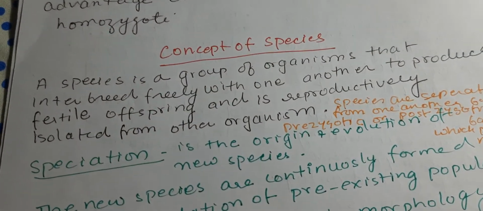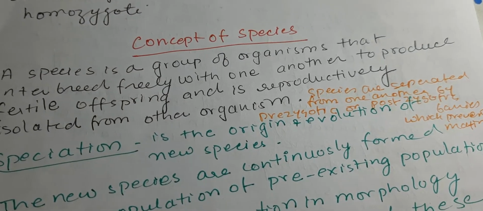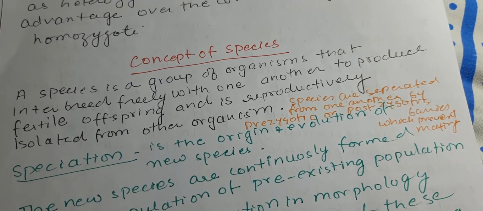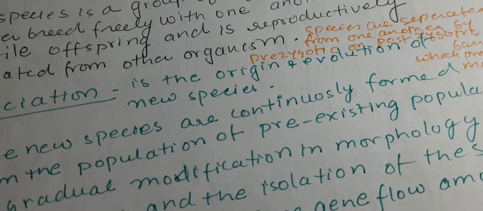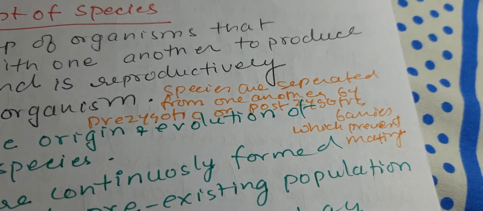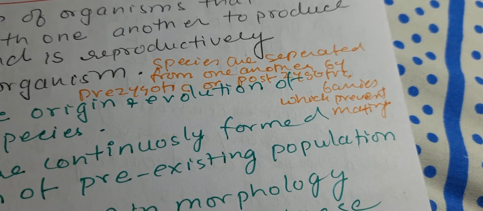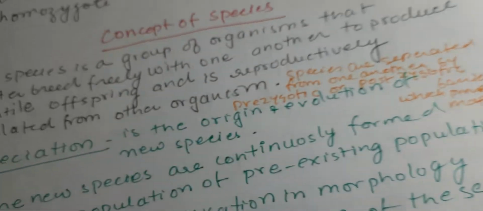Now we will see the concept of species. A species is a group of organisms that interbreed freely with one another to produce fertile offspring and is reproductively isolated from other organisms. Species are separated from one another by pre-zygotic or post-zygotic barriers which prevent mating.